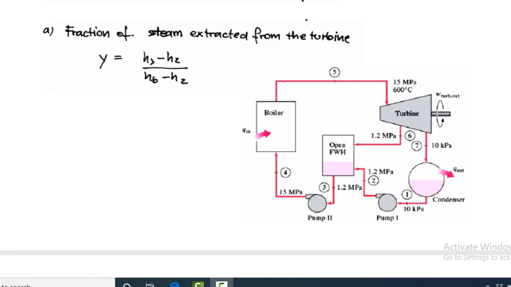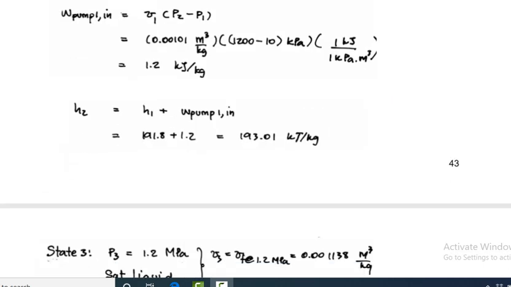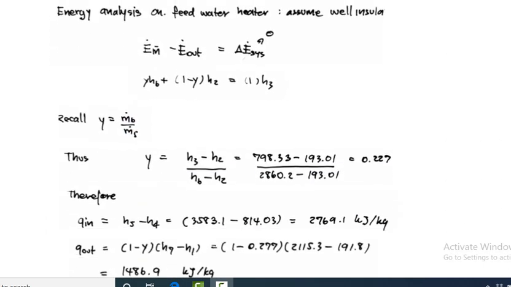This is the area where heat addition takes place, and this is the area of the condenser. This is the area where heat rejection takes place, this is the turbine where the work output is done, and this is the area where you have to supply the water. And then you have to write down the equations.